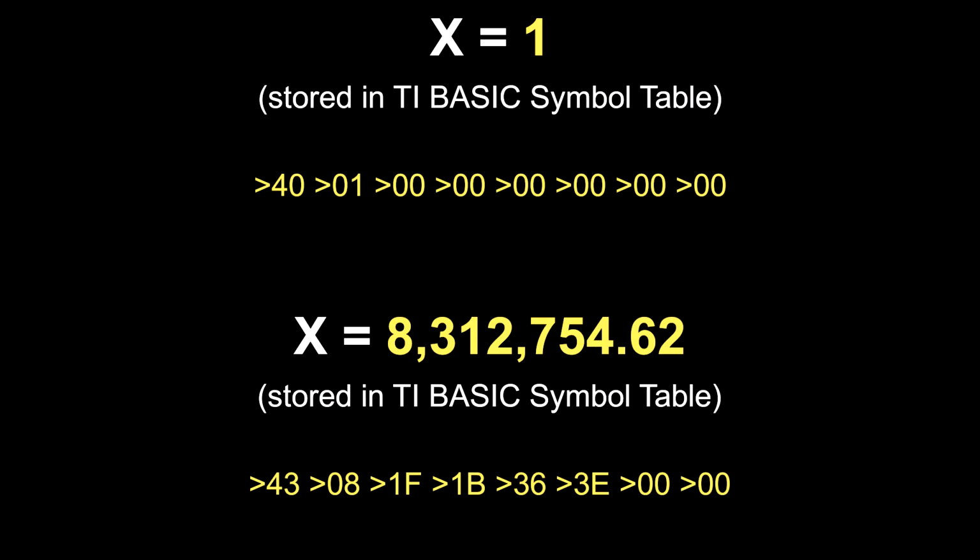Now, my game uses tons of numeric dungeon data, so it's at least worth asking, is there a way to cram all that data into strings too? Especially given the way TI Basic stores that numeric data as memory-hungry 8-byte floats. There are no real integers in TI Basic. The number 1 saved to a numeric variable takes up 8 bytes, and the number 8,312,754.62 takes up 8 bytes.